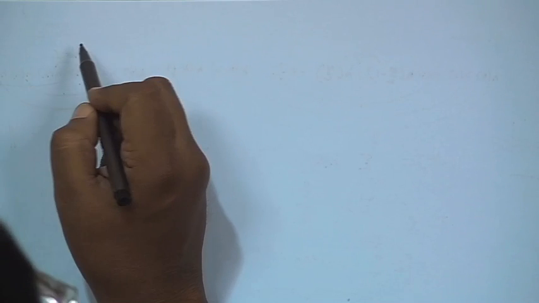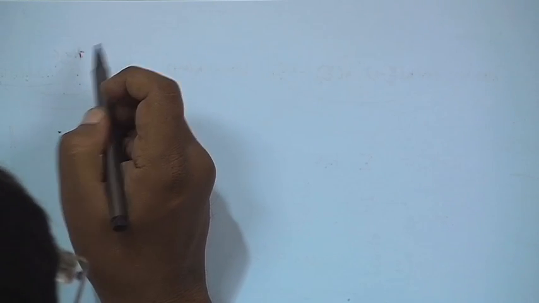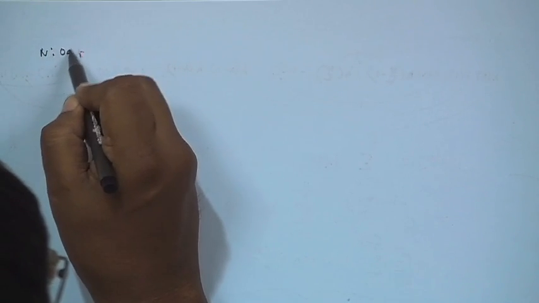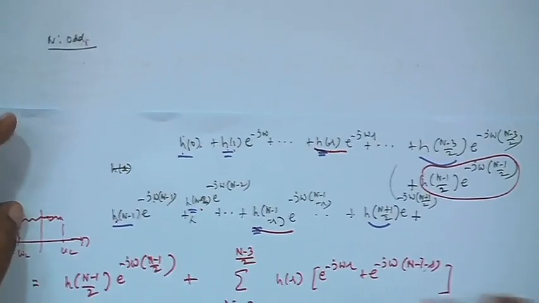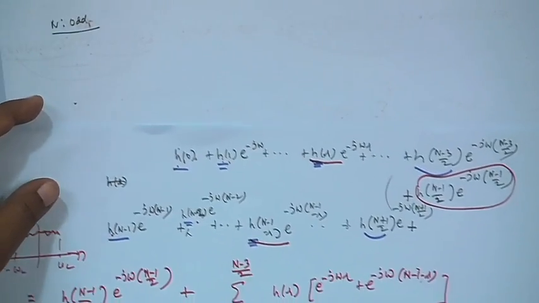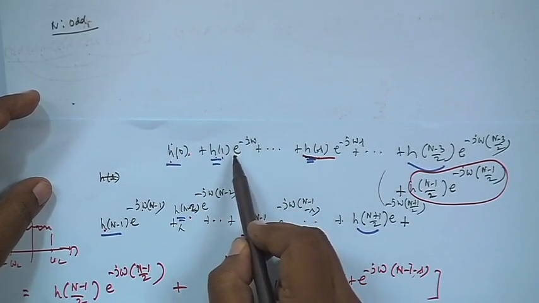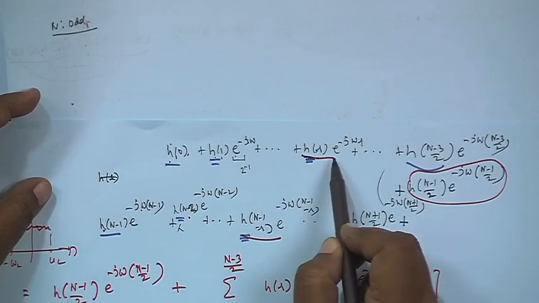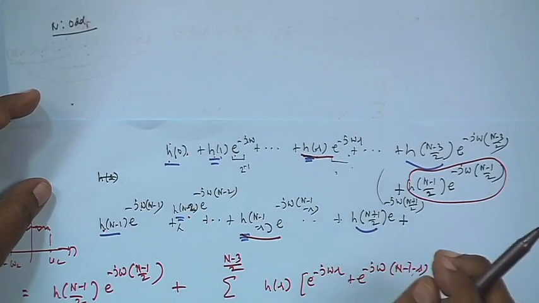Now, for this FIR, for these linear phase systems, some properties are important. Suppose instead of the discrete time Fourier transform, I take the Z transform. So, the N equal to odd case Z transform. So, I go back to that N equal to odd case. So, instead of e to the power minus j omega, it will be z to the power minus r.